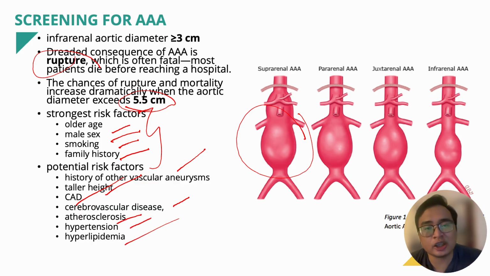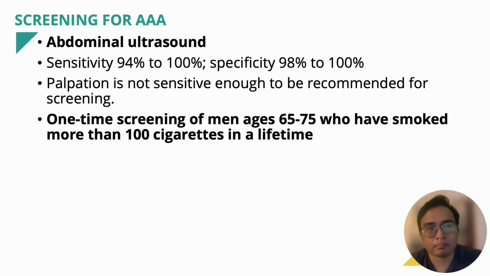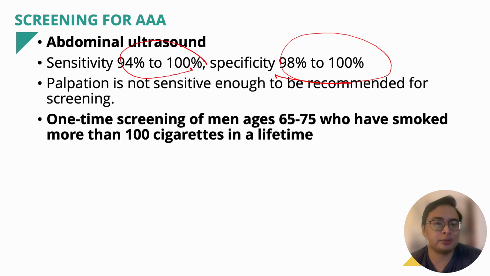So what's the recommended screening method? The recommended screening method is abdominal ultrasound. Palpation is not likely to be sensitive enough, so it's not actually recommended. But of course, you should know how to do it, theoretically at least. Okay? So the sensitivity of an abdominal ultrasound is 94 to 100% with a specificity of 98 to 100%.